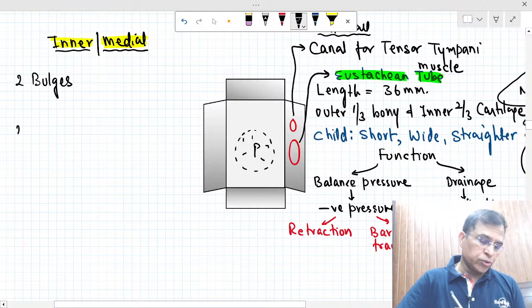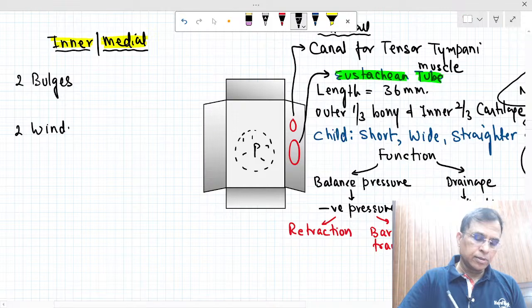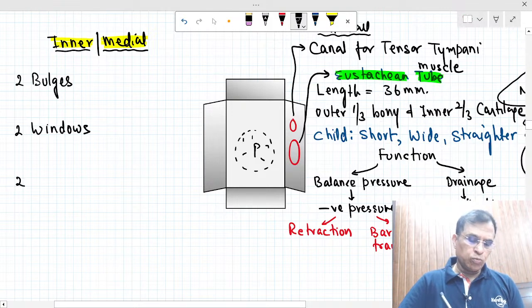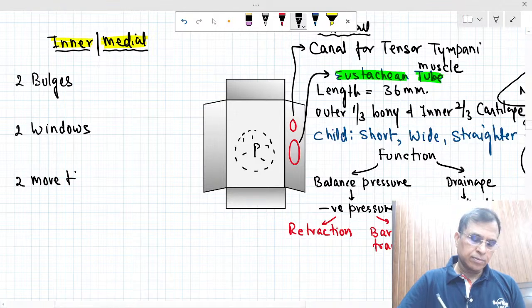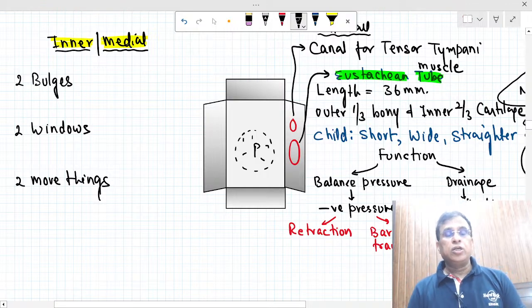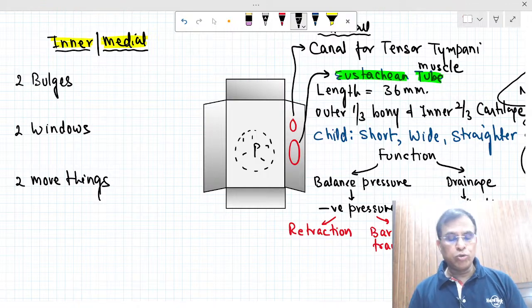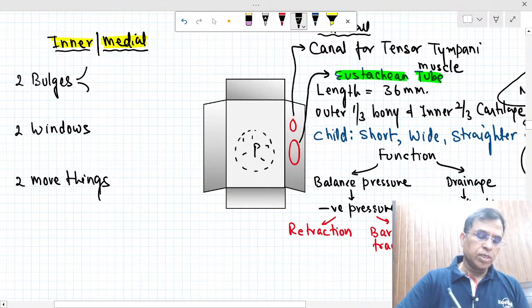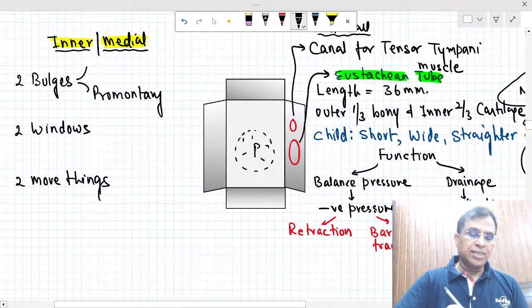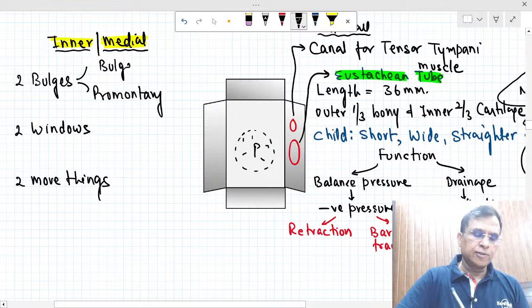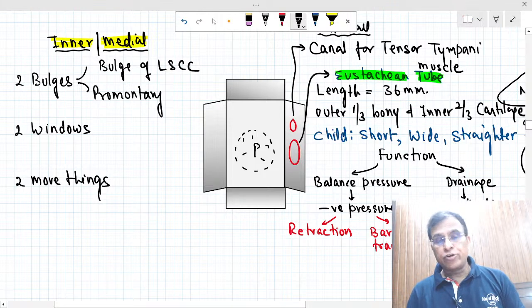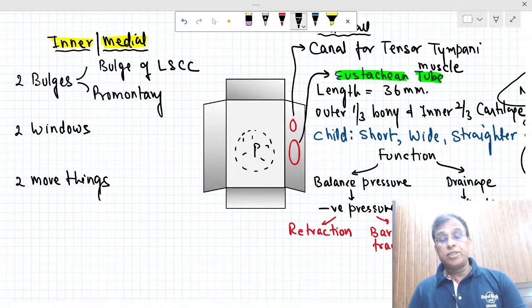And there are two windows also. And there are two more things. So I suggest that we remember the inner wall of the middle ear like this: two bulges, two windows, two more things. One bulge you know is promontory, and it's shown also. The second is called bulge of LSCC. Remember LSCC? Lateral semicircular canal. So there is a bulge of the lateral canal also on the medial wall of the middle ear.